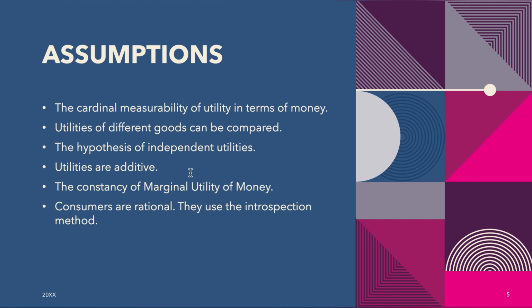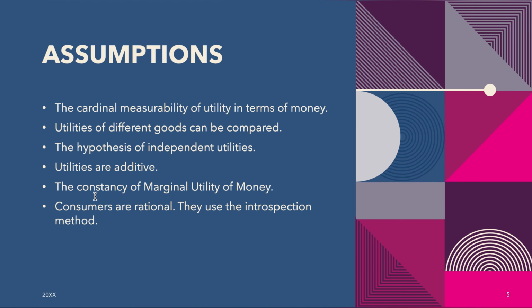Then utilities are additive. Since we are measuring utility in cardinal terms, the utility is derived from every good that a consumer is consuming. Those utilities are additive. We can add them all and study how much total utility a person got.